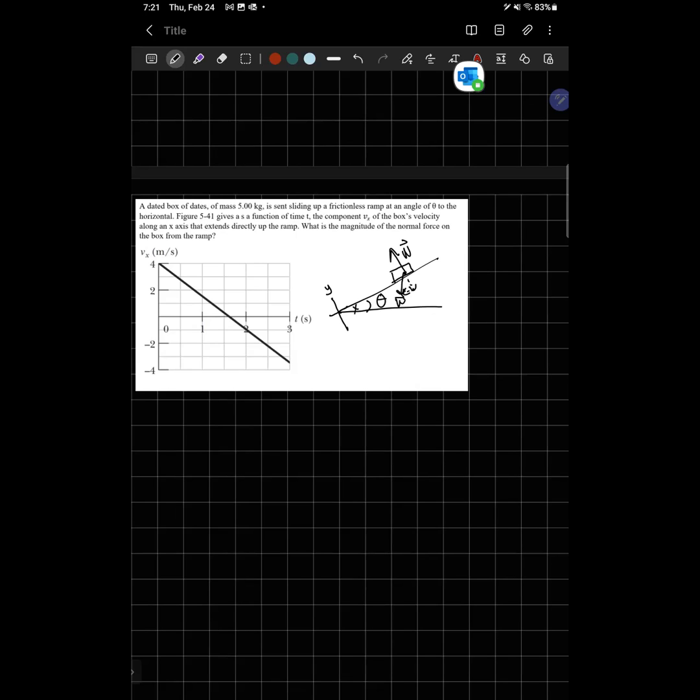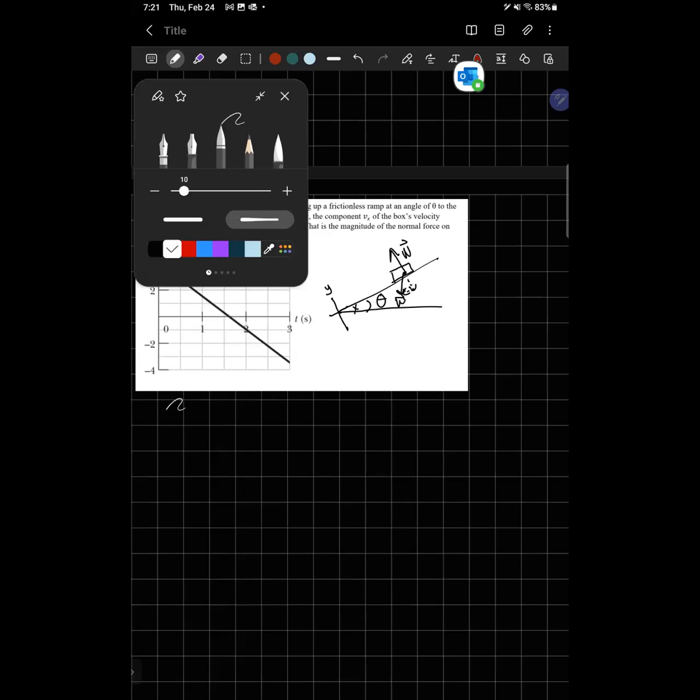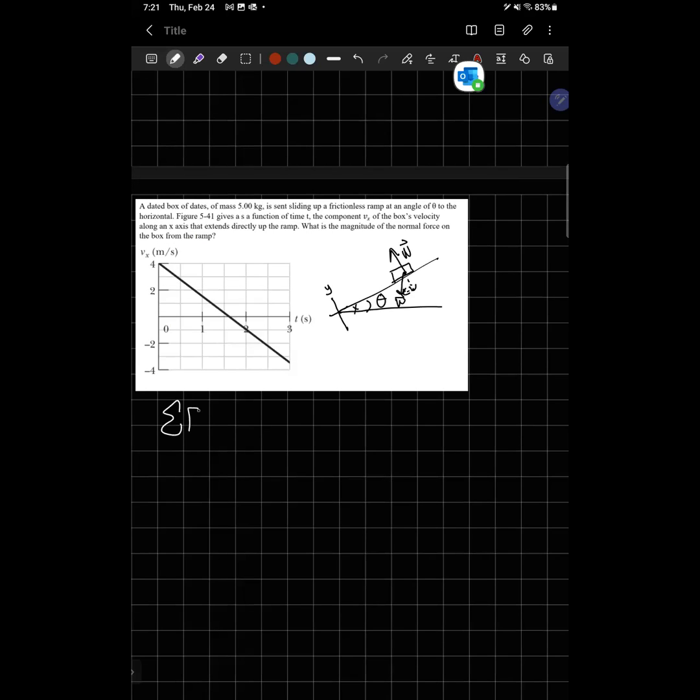How am I going to solve for the normal force? Set up the sum of forces. Sum of forces, okay. So back to white. I'm going to go ahead and set up X and set up Y. In the X, I have, it says frictionless, which is kind of confusing because I don't see how it's moving up.